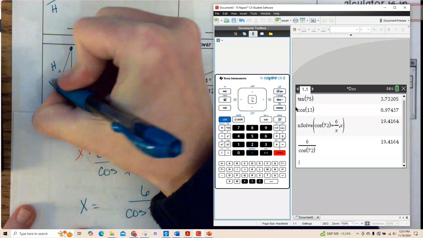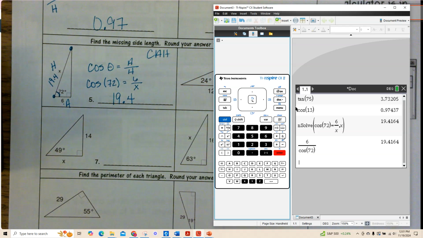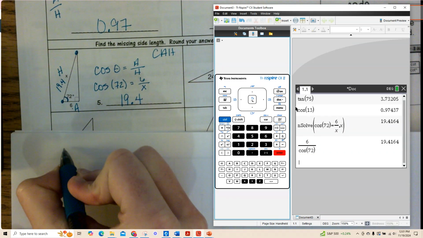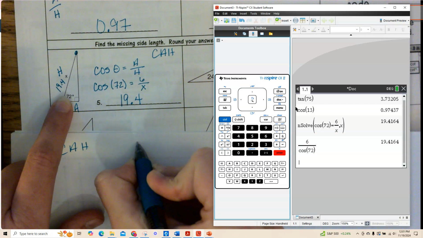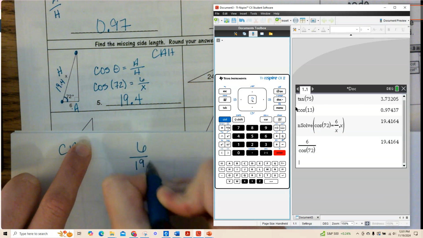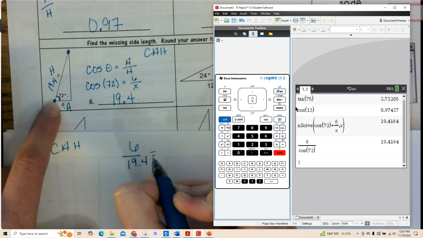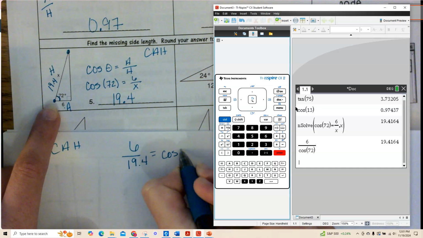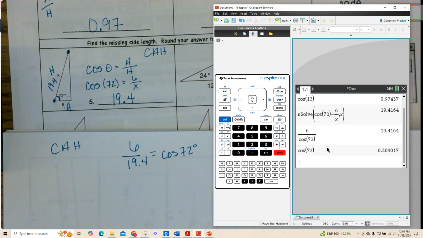So that's the length of the hypotenuse. So that ratio that I've been talking about. Okay? So again, cosine is adjacent over hypotenuse. So adjacent is 6 over 19.4. That should be equal to the cosine of 72 degrees. It's a ratio. And so if I do it either way, cosine of 72 should give me the same thing as 6 divided by 19.4.